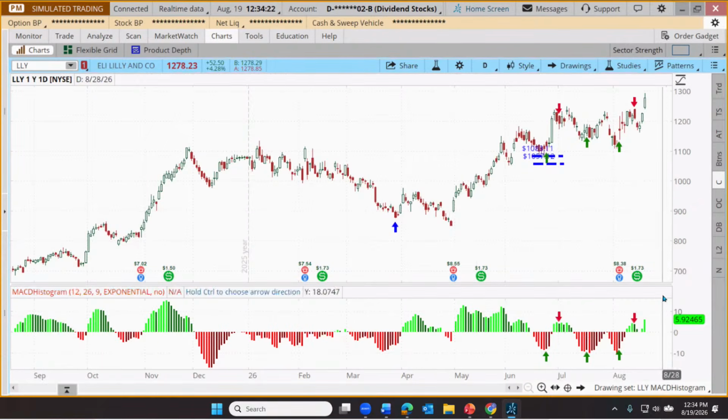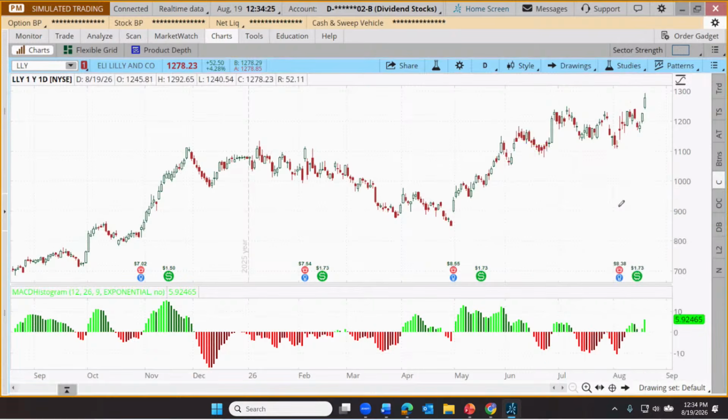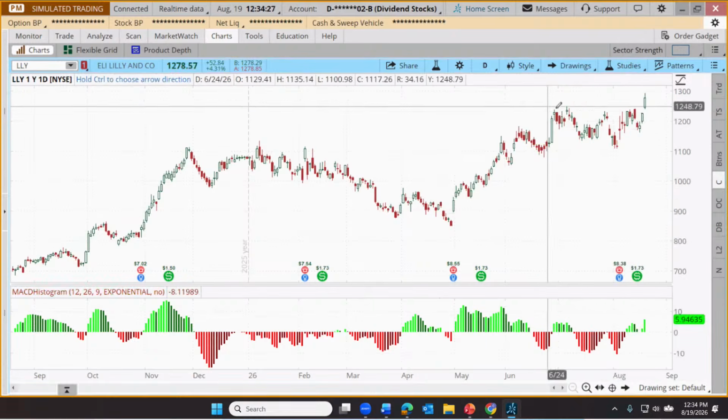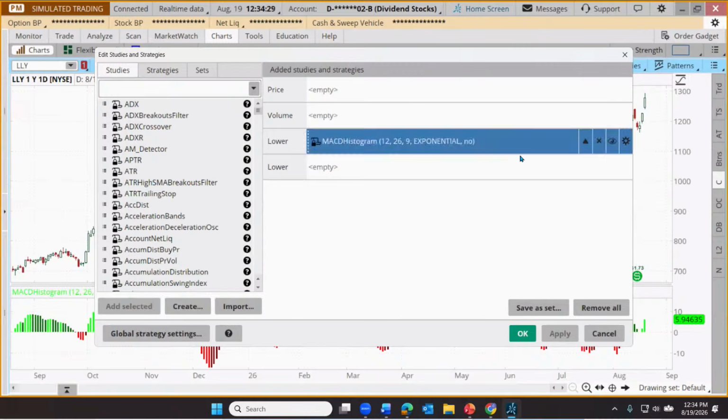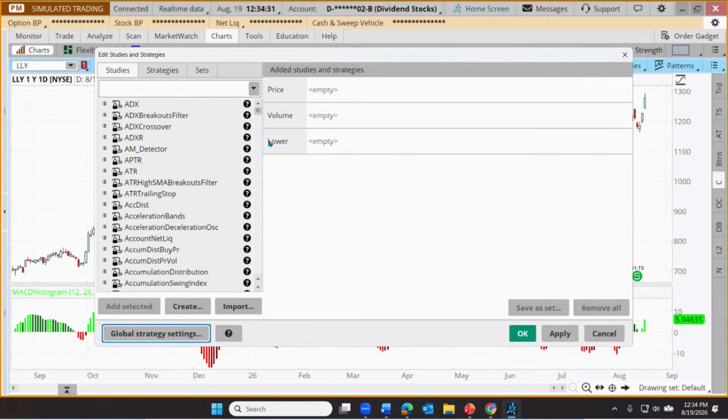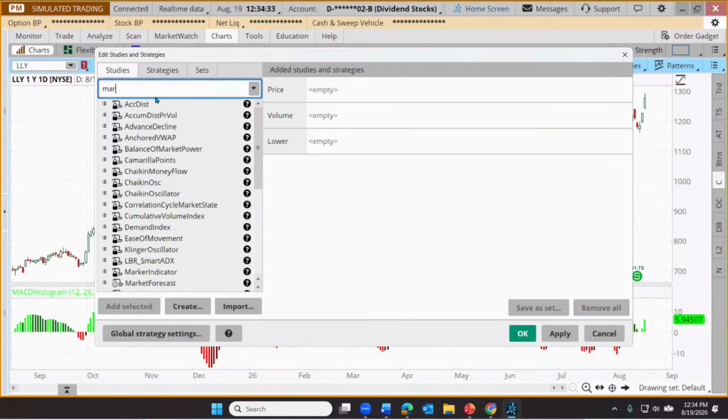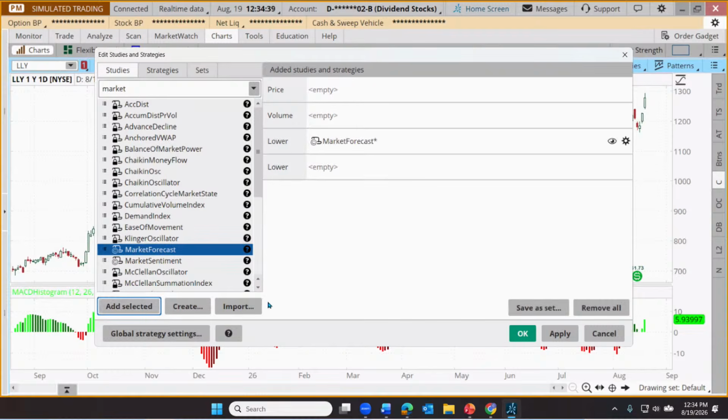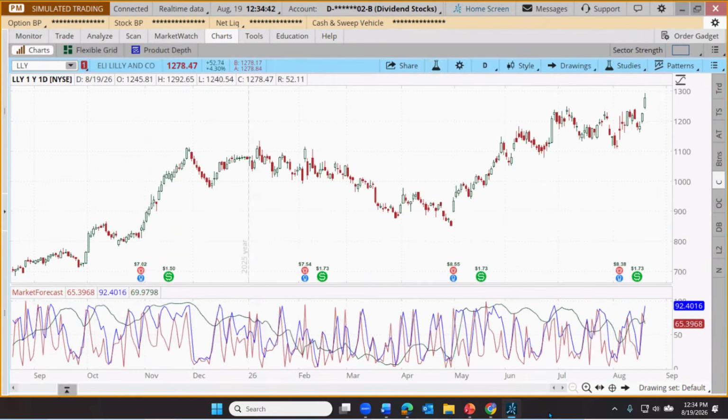So I'm going to come up here. Let's actually, first of all, go back to our default drawing tool set so it's nice and clean. Let me go up to my little flask icon and remove the MACD, but replace it with the market forecast. It's right there, market forecast. Let's add that to our chart and click apply, click OK.